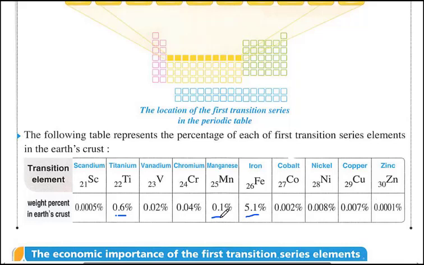They have very important economic uses. We'll speak about these economic uses in the second session.